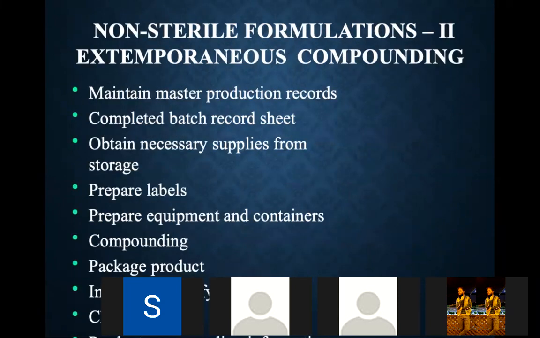Again, the simple thing is: maintain master production records, complete the batch record sheet, obtain necessary supplies from storage, prepare labels. All these things required for manufacturing a non-sterile or a sterile product, you have to assemble and place in the dispensing area. First, you collect and assemble all these things in the dispensing area. According to the master formula, all these requirements, package products, inspect, verify final products, clean up, all have to be placed in the dispensing area.